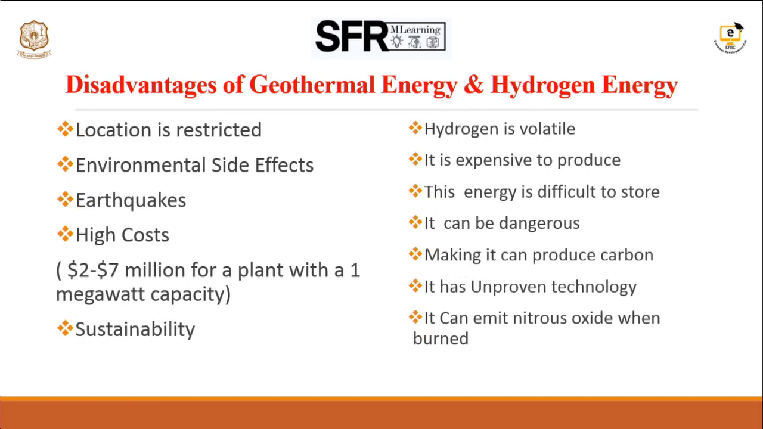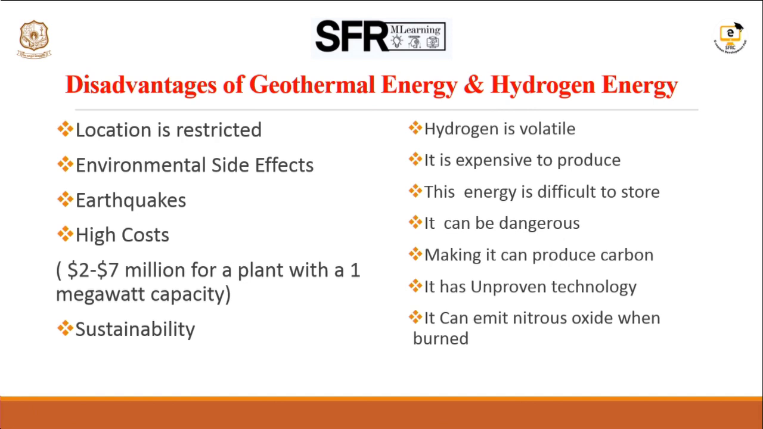Then, what are the disadvantages of geothermal and hydrogen? First one is the geothermal energy disadvantages. Location is restricted, environmental side effects can be caused, such as earthquakes, and the cost is high, up to 2 to 7 million for a plant with 1 megawatt capacity.